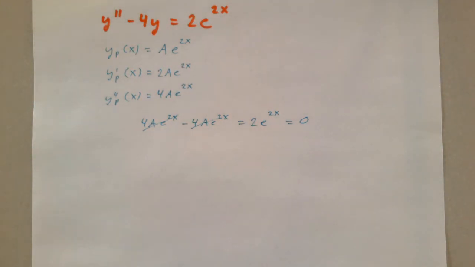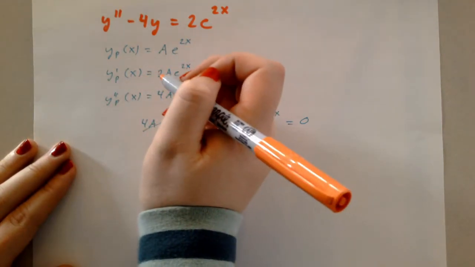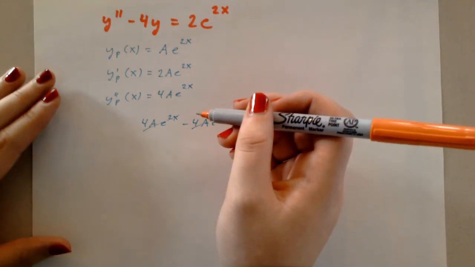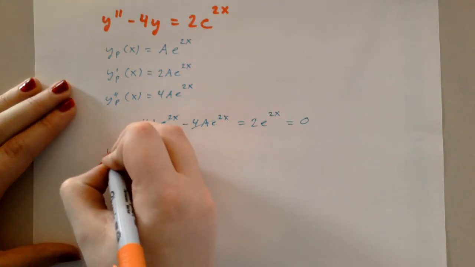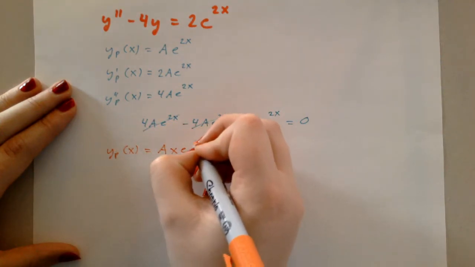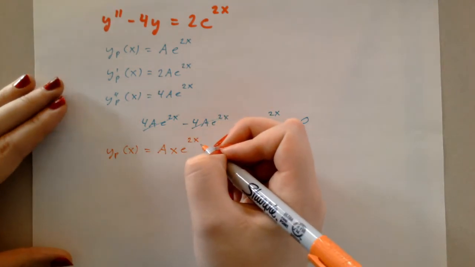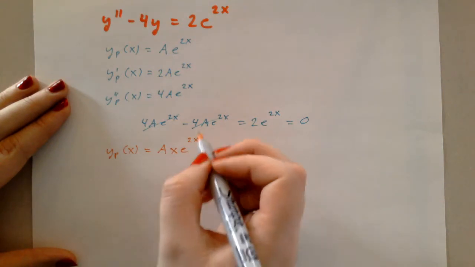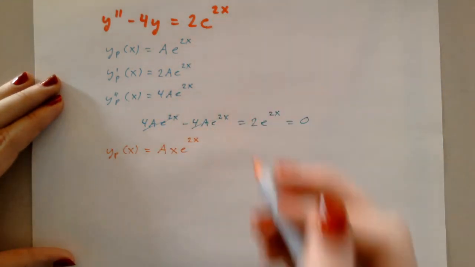So then the question becomes, if the rule of thumb doesn't work for this problem, how do we approach it? In most cases, when the rule of thumb doesn't work, the best thing that you can do is multiply the front of your particular solution by x, take the derivatives again, plug it in, and see if that works. So now we're going to try a particular solution of a times x e to the 2x. Keep in mind that even when you multiply by x, you still need to keep this power the same as this power, or else it for sure isn't going to work.